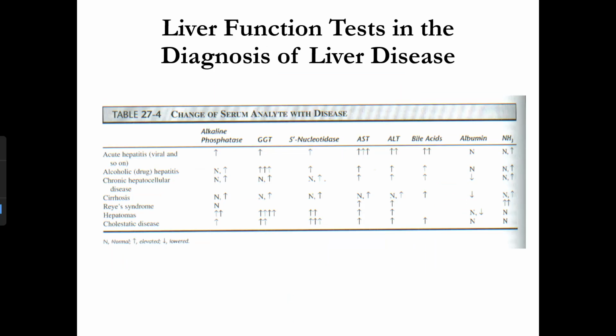So this is a really good reference table that I like to draw attention to. So acute hepatitis, you can see where the levels are. The more arrows, the more severe. N means normal. Alcoholic or drug hepatitis, you can see the different possibilities here, and going through here you can kind of determine what type of results you would be seeing in a patient with this type of disorder.